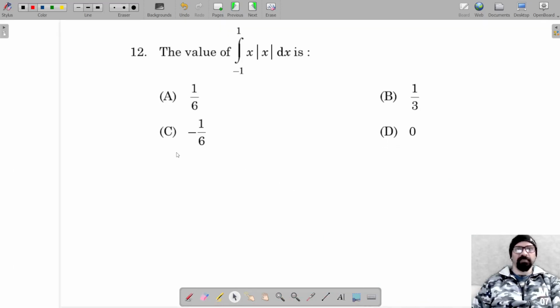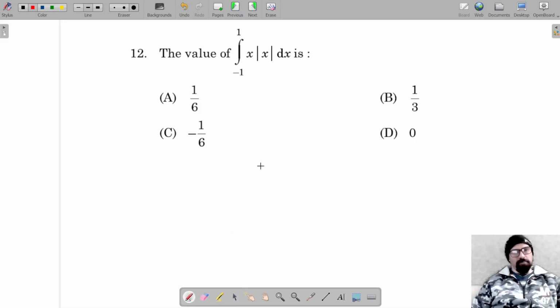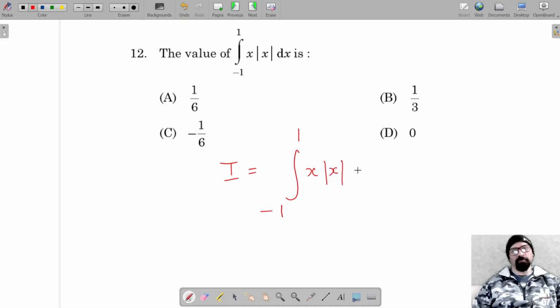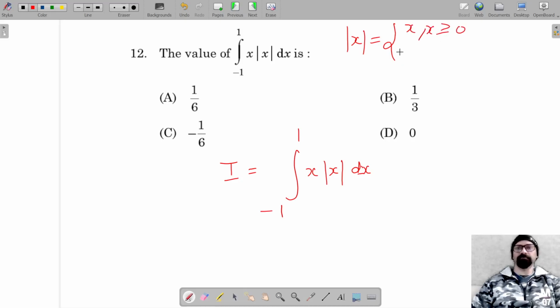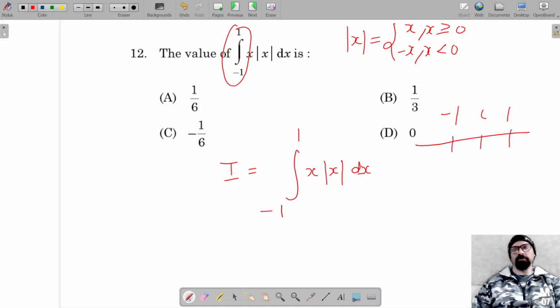Next question, we have to find the value of the definite integral, which is given as, let's say this is our integral I, which is from negative 1 to 1, x into modulus of x into dx. Now we know that modulus of x is equal to x when x is greater than or equal to 0, and negative x when x is less than 0. So that means our limits negative 1 to 1 are now divided in two intervals.